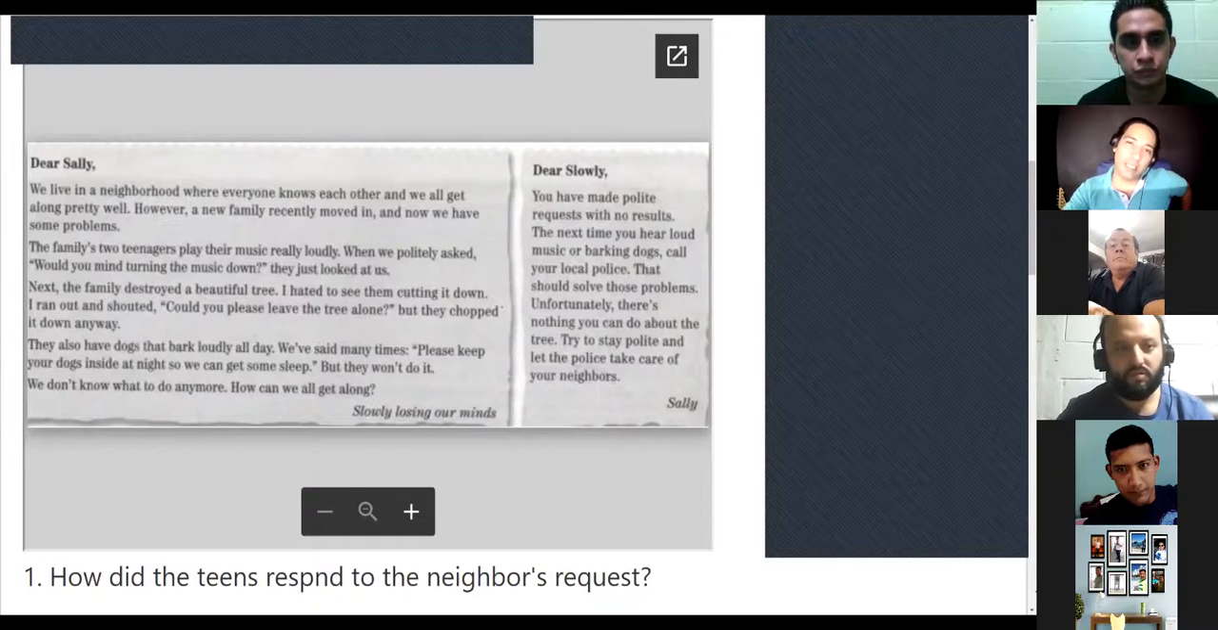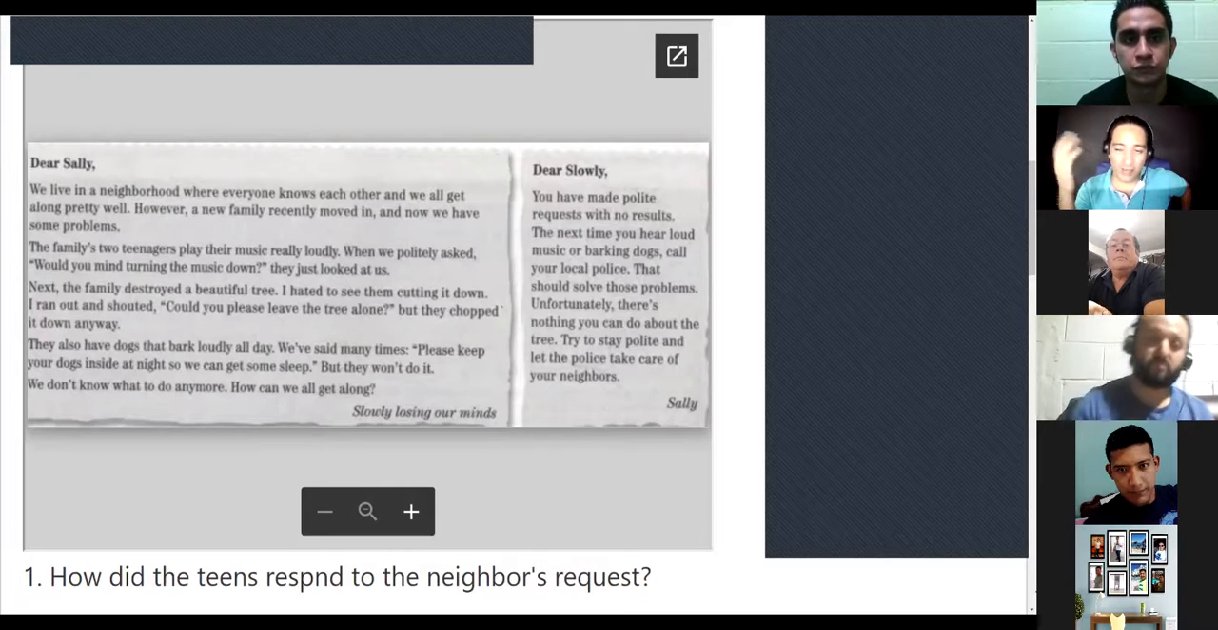¿Entendieron todos cómo se da direcciones en cómo se ubica alguien? ¿Sí? Sí, esa es una manera de hacerlo. El tercer párrafo, la segunda línea, la quinta palabra de la segunda línea. Same thing. Okay. I run out and shout it.